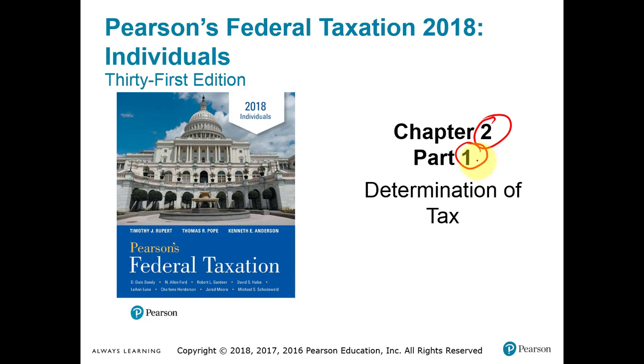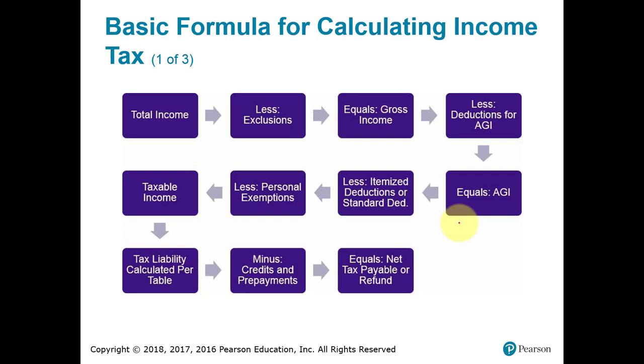Here in Chapter 2, we're getting a big overview of calculating taxes, and we'll go into much more detail in future chapters. So we've seen this basic tax formula before. Now we have a little bit more detail, and we'll take a look at the Form 1040 to get even more detail. So we start off with all the different types of income a taxpayer can have during the year.